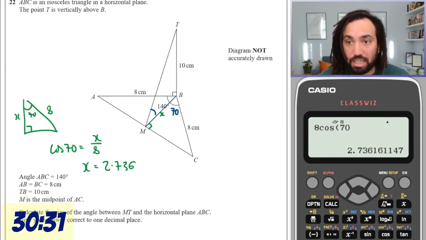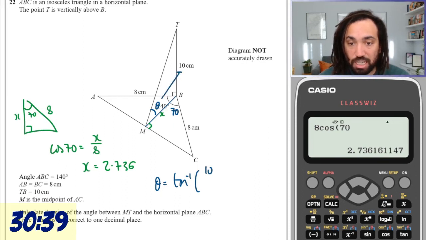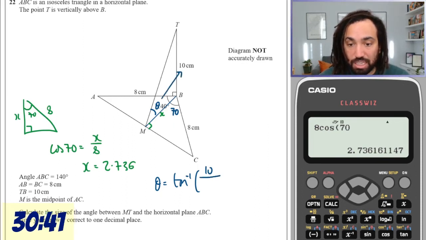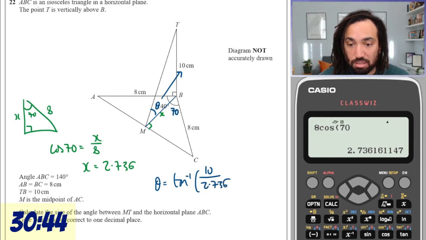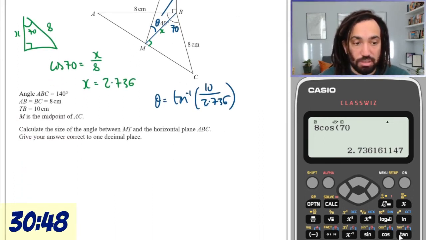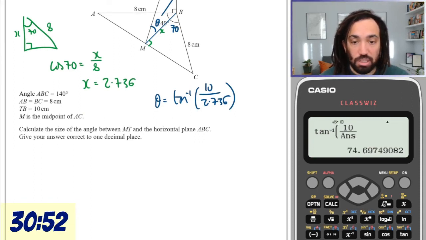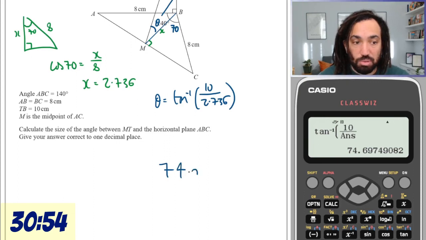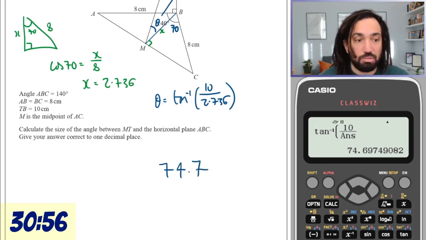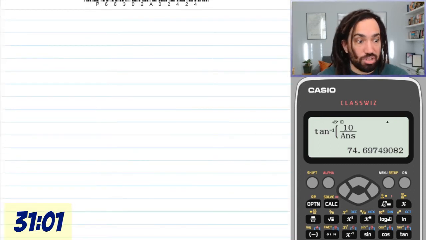So that angle in there, let's call it theta, is equal to tan to the minus 1 of the opposite, which is 10, because it's looking at 10, and the adjacent, which is the x value we just found. Right, so I think that's it. Seems quite straightforward, a bit concerning, but I think that's good. Right, so we'll go with 74.7 to 1 decimal place. Fine. That's it, done, bosh!